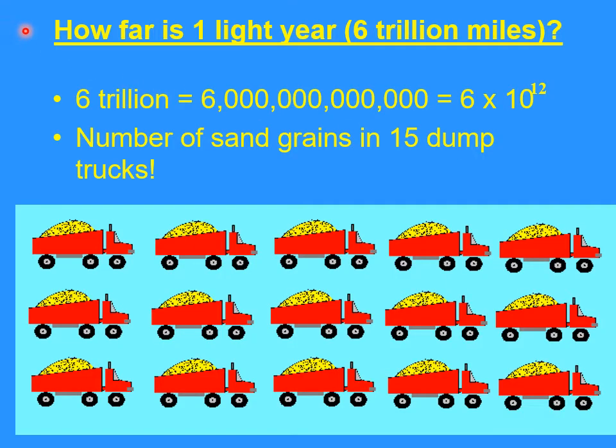Just to give you a sense of scale of how big 1 light year is, what is the number 6 trillion? So a light year, remember, is 6 trillion miles. So 6 trillion is a 6 with 12 zeros after it. So that's 6 times 10 to the 12th. It's approximately equal to the number of sand grains in 15 dump trucks. Obviously it would be a futile task to try to count all these sand grains, but that is the approximate number that is close to 6 trillion.